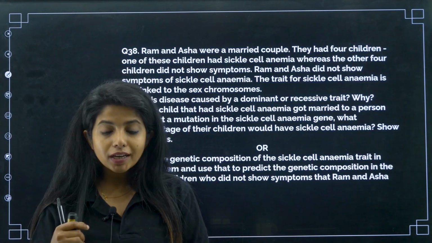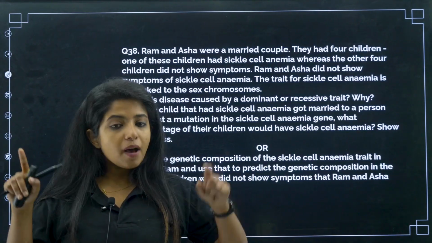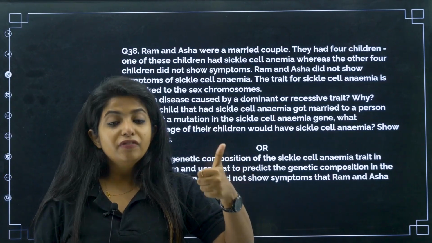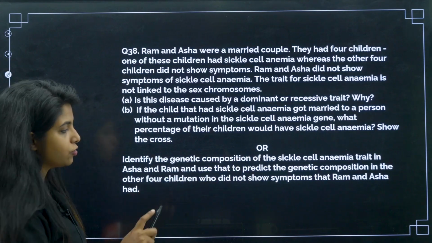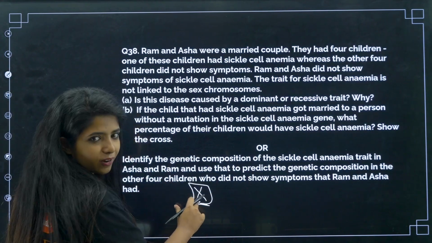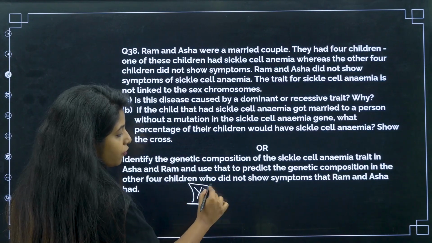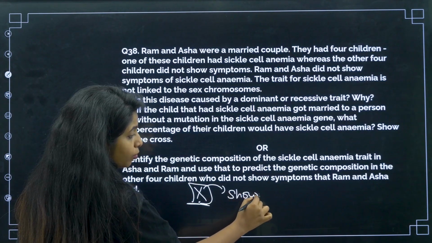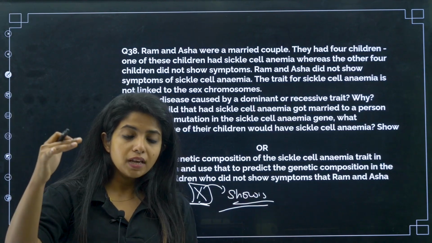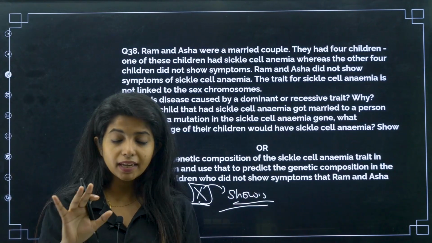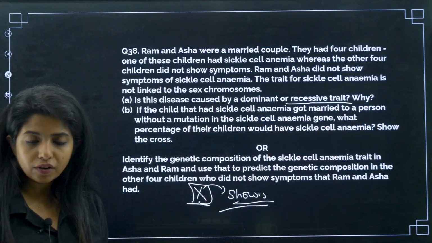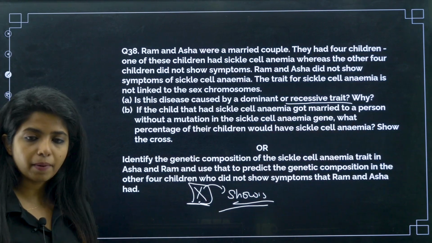It is not a dominant disease. Why? Because Ram and Asha didn't have it. 4 children are there, 3 of them didn't have it, only one guy has it. If it was dominant, my dear children, one defective allele was enough. Okay, one defective allele will be enough for showing the character. But since it is not being shown in the parents' generation, and in the next generation it is being shown, I will say it is not dominant, but it is what? A recessive trait, since it is not found in each and every generation. Okay, and not found in parent generation.